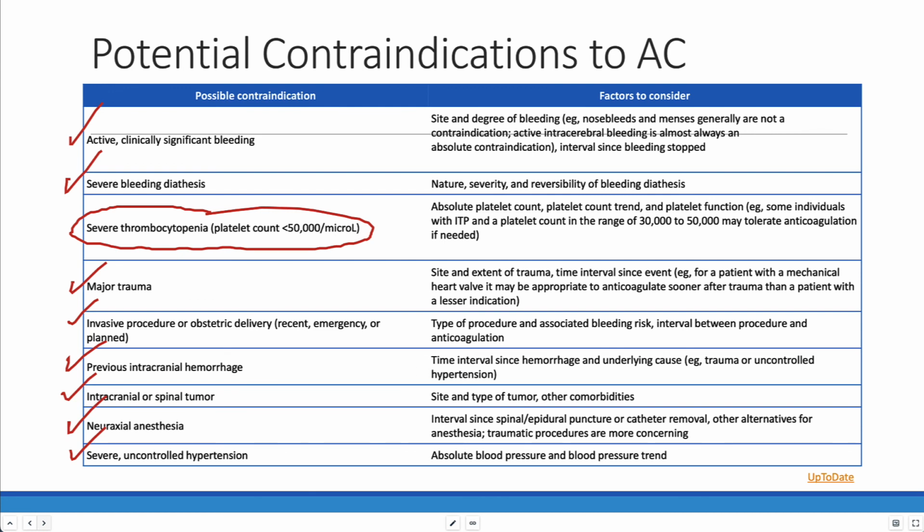More guidelines available at UpToDate. But I hope that was helpful to you in thinking more about the hematology content and understanding how you're going to use it in your clinical practice.